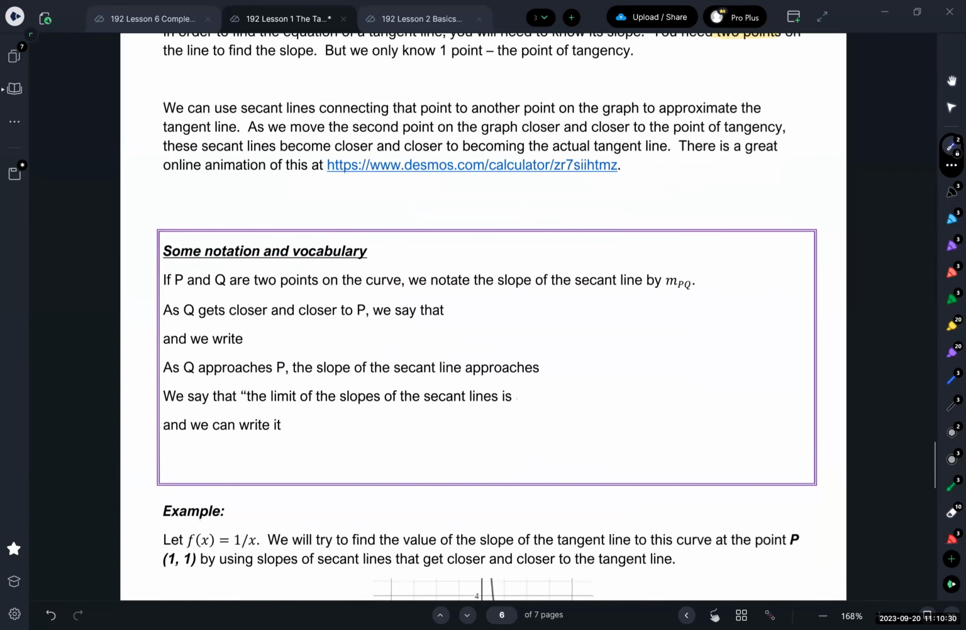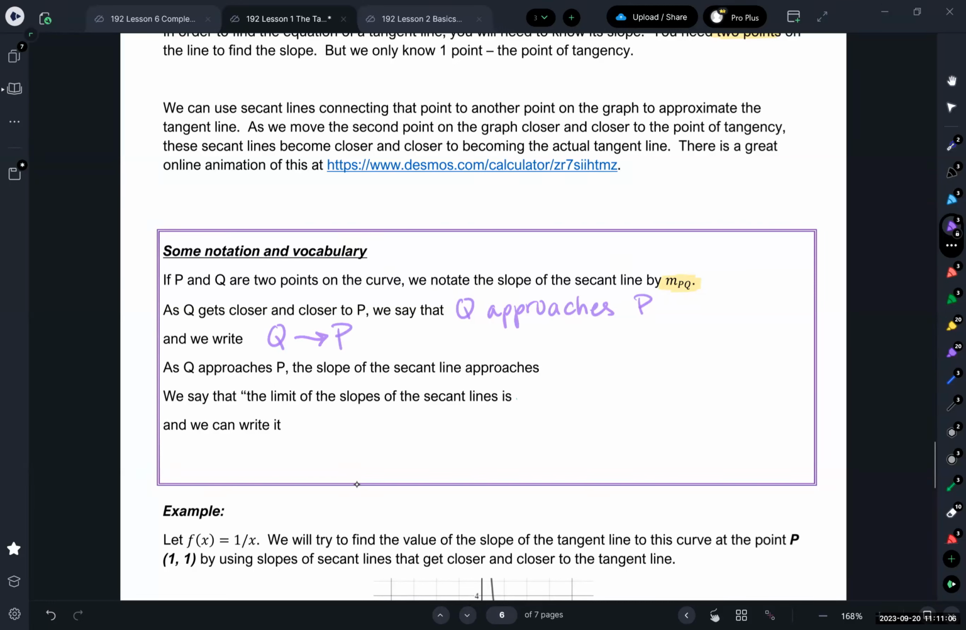And let's talk a little bit about some notation. If P and Q are the 2 points on the curve, then we're going to note the slope of the secant line by this M sub PQ. Okay. And as Q gets closer to P, we say that Q approaches P. That's the lingo. And we write that with an arrow notation. Q approaches P.